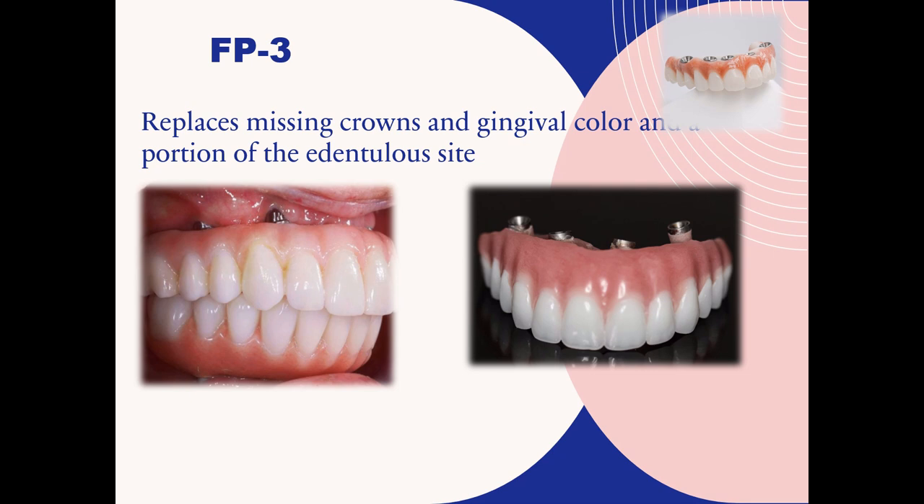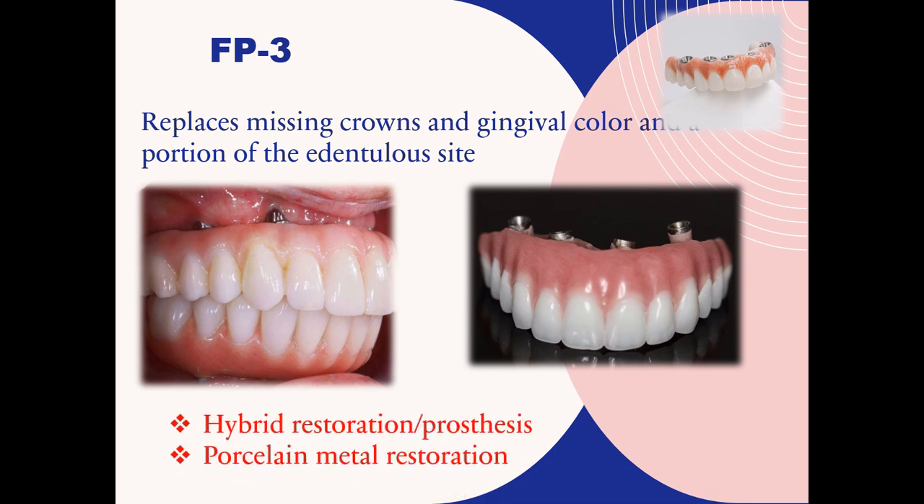And there are 2 basic approaches to the FP3 prosthesis. One is the hybrid restoration or hybrid prosthesis, which is made up of acrylic resin teeth and denture base, and then the porcelain metal restoration, where the metal is fabricated with tooth colored and gingival colored ceramics. And another advantage of this prosthesis is that the implant does not have to be along the long axis of the tooth, and it allows for mesiodistal flexibility in implant placement.